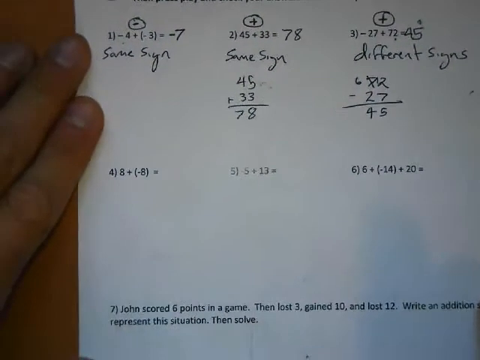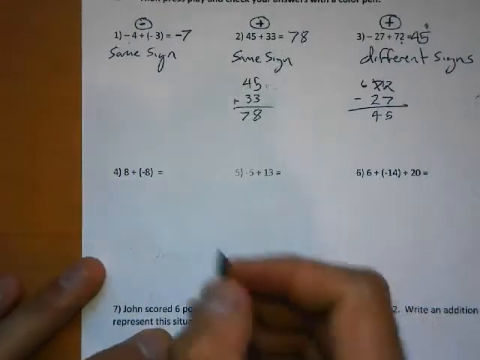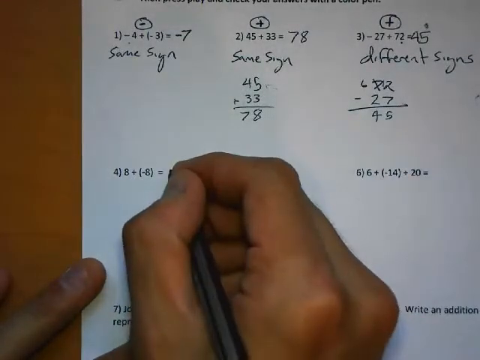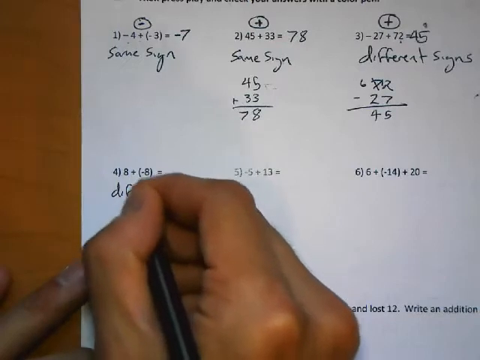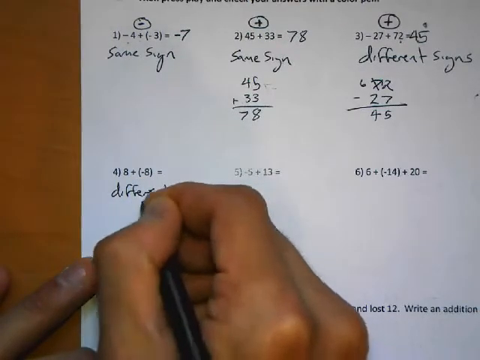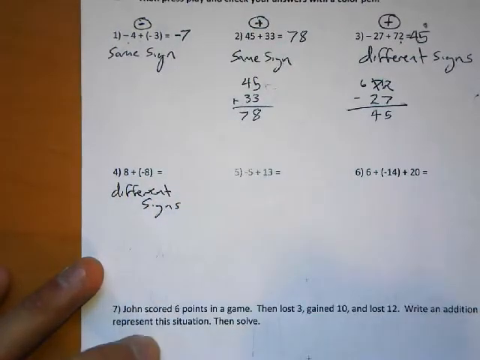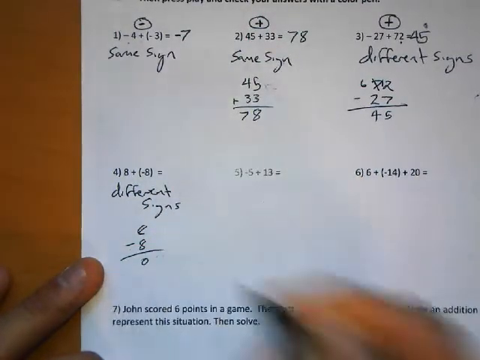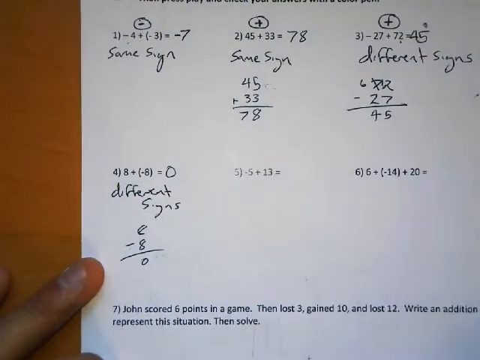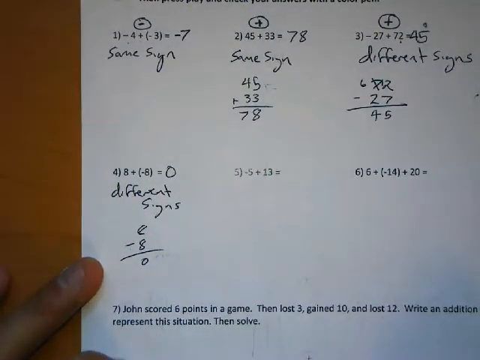Okay, let's keep going. 8 plus -8. Well, I know these are additive inverses, so it should end up being 0, but let's just apply the rules. So they have different signs, which means I'm going to find the difference. And 8 minus 8 is 0, so it ends up being 0. Neither has a larger absolute value.